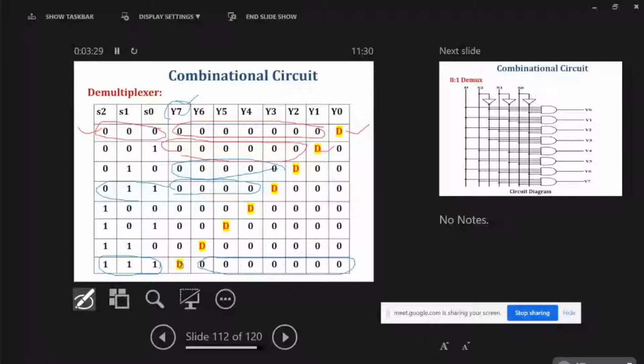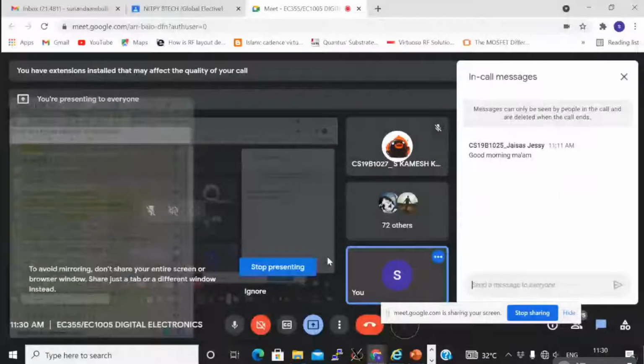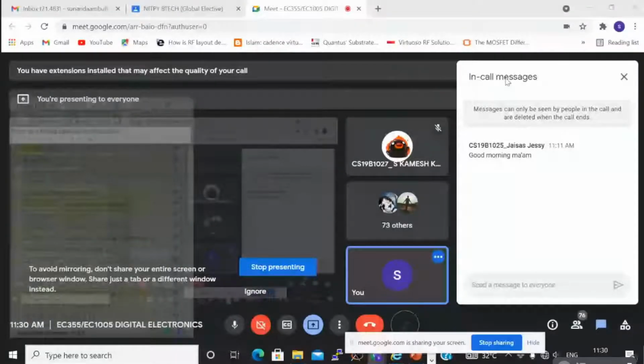So what will the Boolean expression for Y0 be? Tell me, anyone? What will be the Boolean expression for Y0 and Y7?